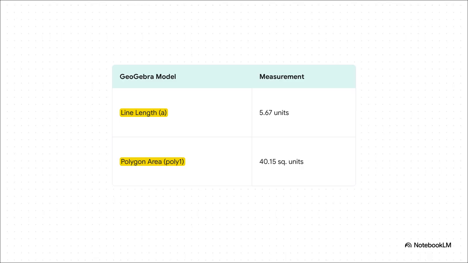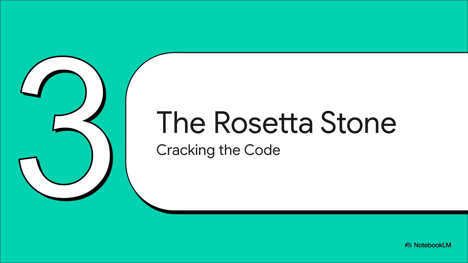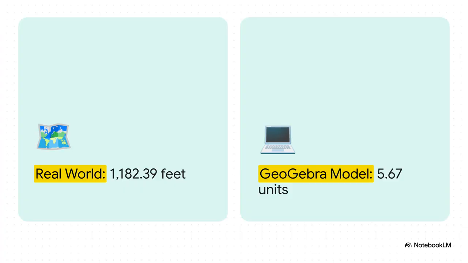Now, you're probably thinking, what the heck is a unit? And right now, it's nothing. It's totally arbitrary. But don't worry, these numbers are the secret key. Okay, so now we have two different sets of numbers. We've got feet from the real world and these weird units from our digital model. They're basically speaking two different languages. We need something to translate between them, kind of like a Rosetta Stone for our puzzle. And here it is. This is our big aha moment. The exact same line measured in two different systems.